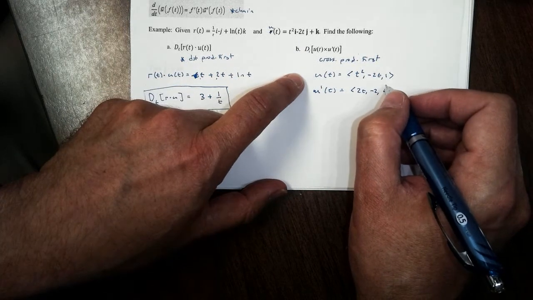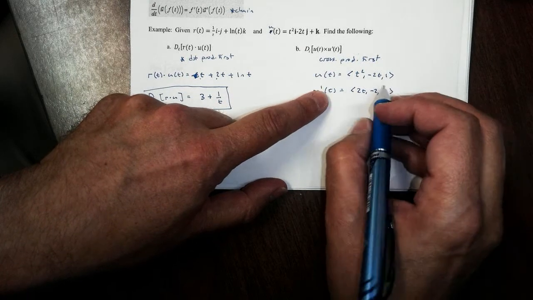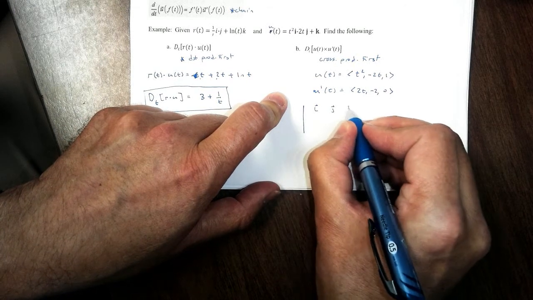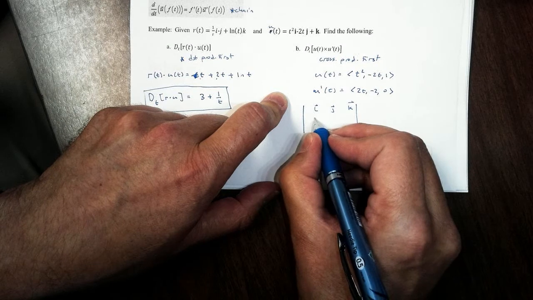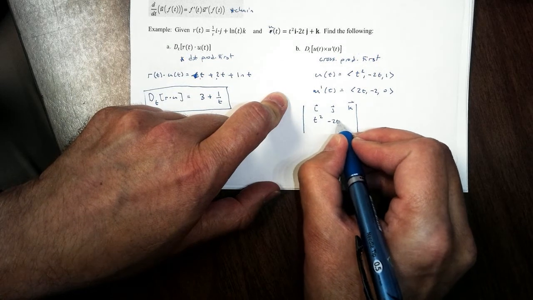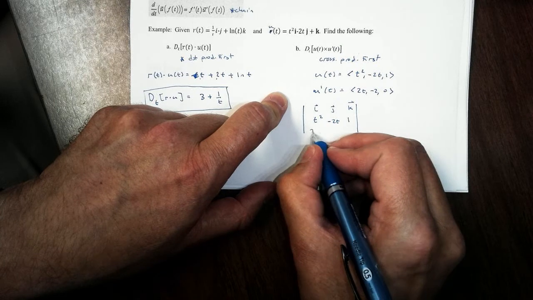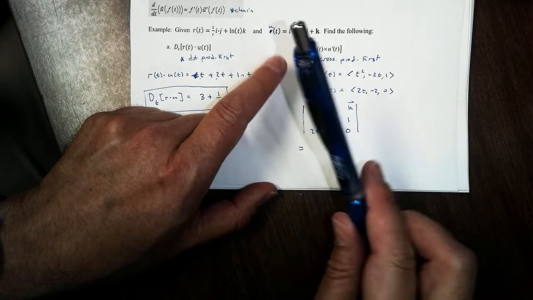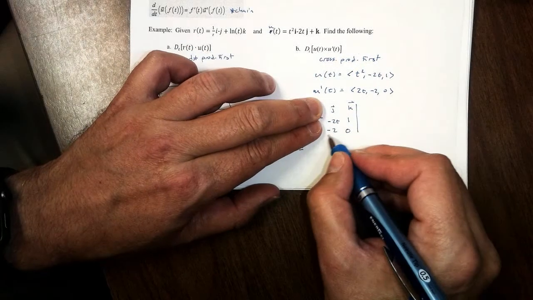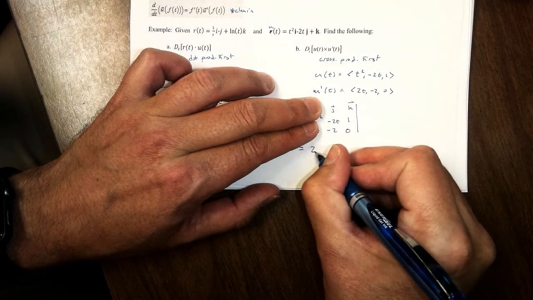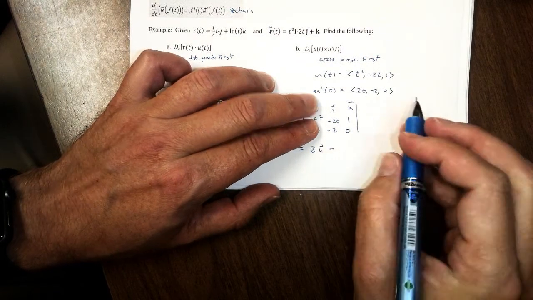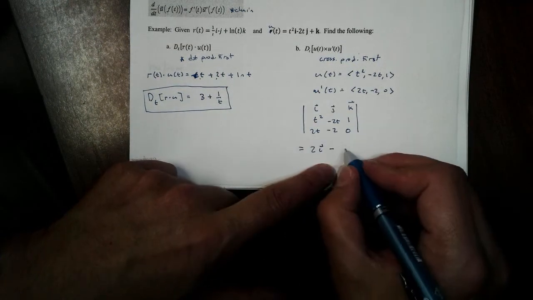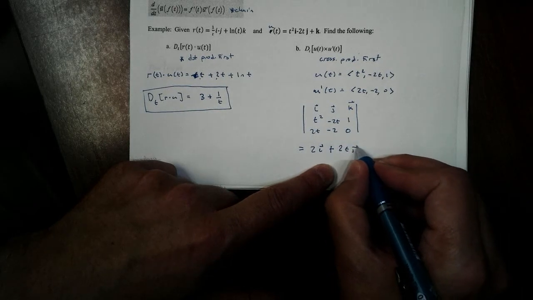Now remember, for a cross product, we are going to get a vector here, so be very careful. So now we take their cross product: i, j, k, t squared, negative 2t, 1, 2t, negative 2, 0. Looking at the i's, we get 0 minus negative 2, so we get 2i. Minus, don't forget, we alternate signs for the j's, 0 minus 2t, so that becomes a plus 2tj.